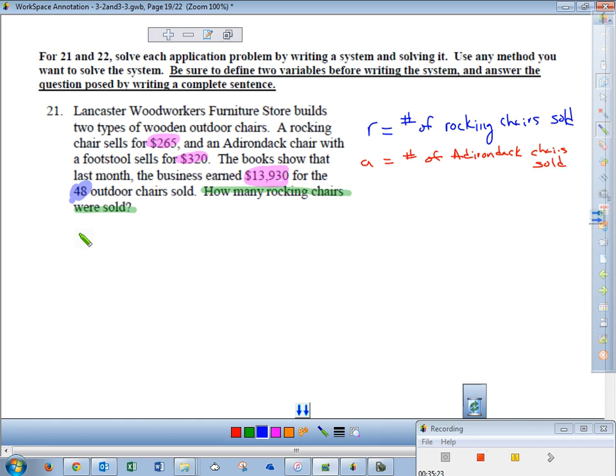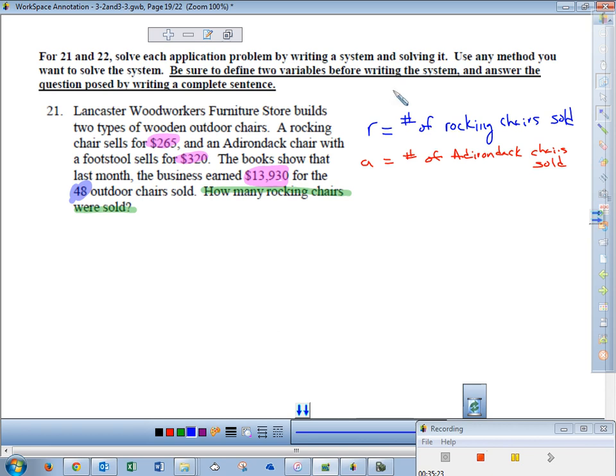Money, money, money. Correct? Let's write a money equation. What is this 265 all about? It's the price of the rocking chairs, right? Now think about it. If you sell 1 rocking chair, how much will you get? $265. If you sell 2 rocking chairs, won't you take $265 times 2? If you sold 10 rocking chairs, won't you take $265 times 10? How many rocking chairs did we sell? We didn't sell 265 of them. How many rocking chairs did we sell? We sold R of them, right?